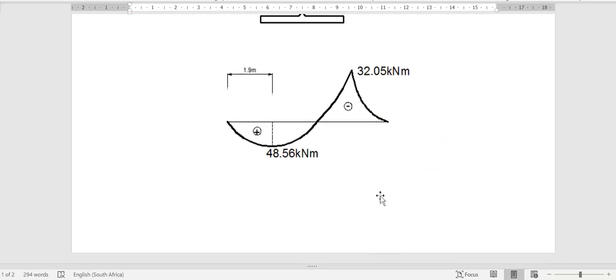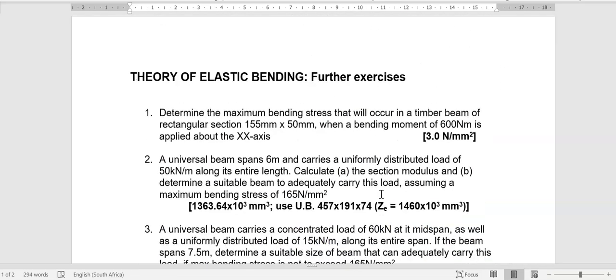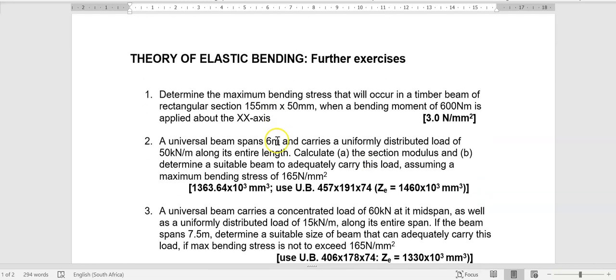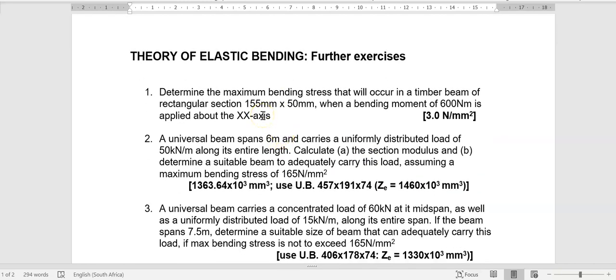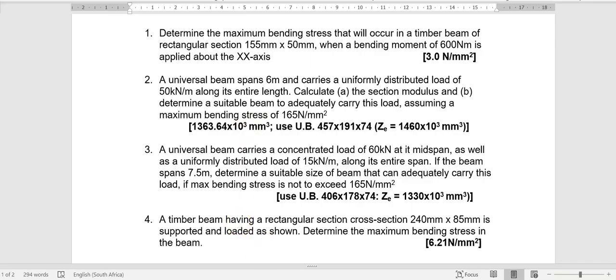There's 6 or 7 bits in there. I'm going to just point out a few. First one there, pretty much there. Okay, the basic formula used is M over I is equal to F over Y. I want to look at number 2, which I've put in over there.